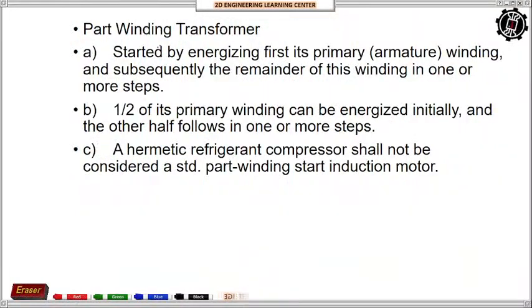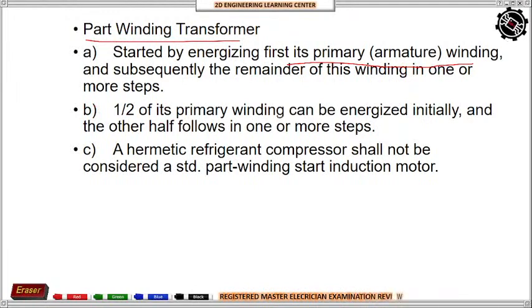Okay. Then we have the part winding transformer. So yung ating transformer, it must be energized first in the primary, no? So doon talaga sa primary kasi tawag na primary. And the remainder is winding in one or more steps. So one half of its primary can be energized initially and the other halves in one or more steps. Kapag yung atin namang transformer is used for hermetic na compressor, no? So it shall not be considered as standard na part winding started na induction motor.